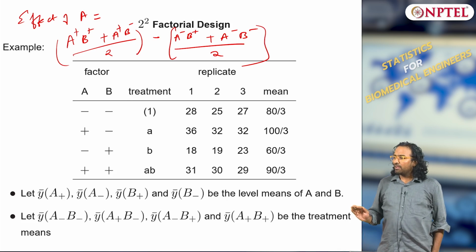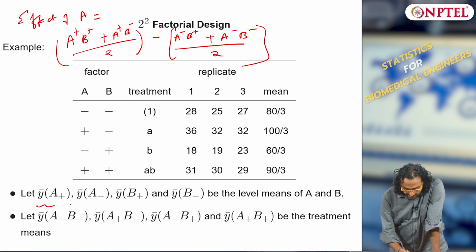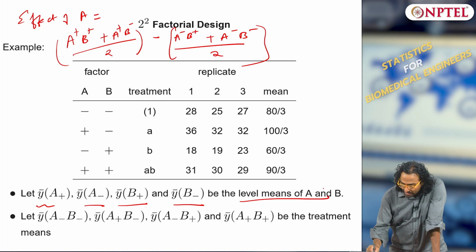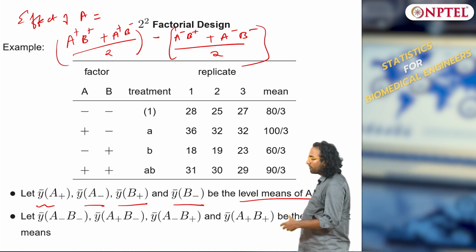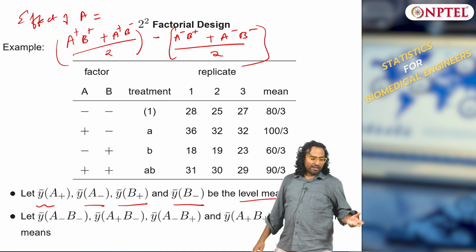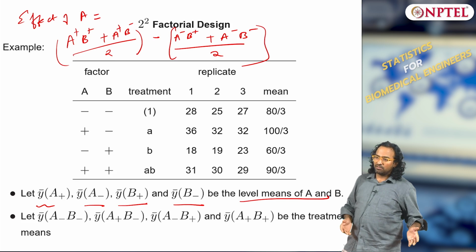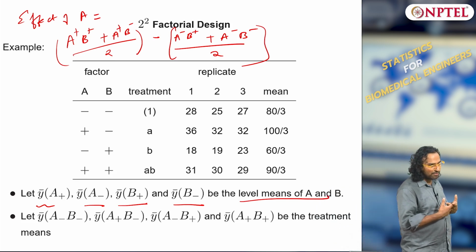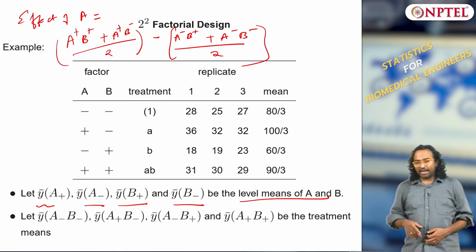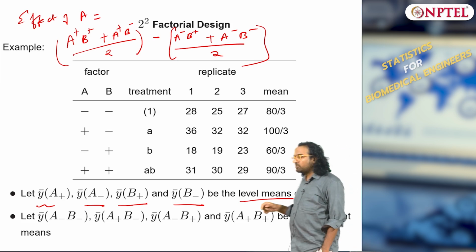We are going to take the average of this. So that is where I am going to write y bar A plus, y bar A minus, y bar B plus and y bar B minus as the level means of A and B. If you do not have replicates, this is the way we compute the effect of A, that we saw in the last class or even before that. But when we have replications, then every time you have to consider the average values. So that is why I wrote it as y bar A plus.